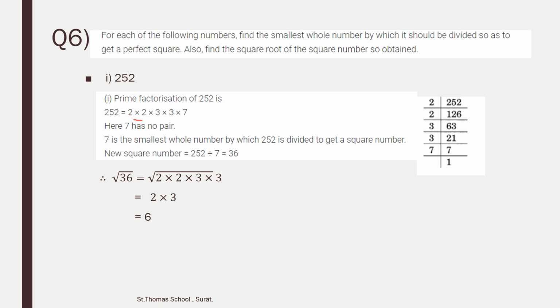So here 2 times, again 3 also 2 times, but here 7 is only 1 time. So which number do we have to divide by? 7. Here 7 has no pair. So 7 is the smallest whole number by which 252 is divided to get a square number. Now the new square number is 252 divided by 7, that is 36. This division you can do by yourself. Divide 252 by 7 and check whether you are getting 36.